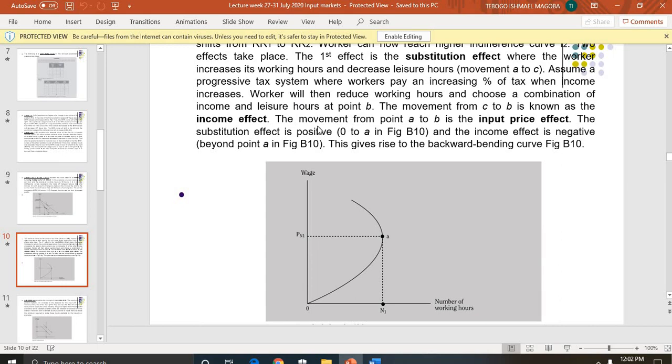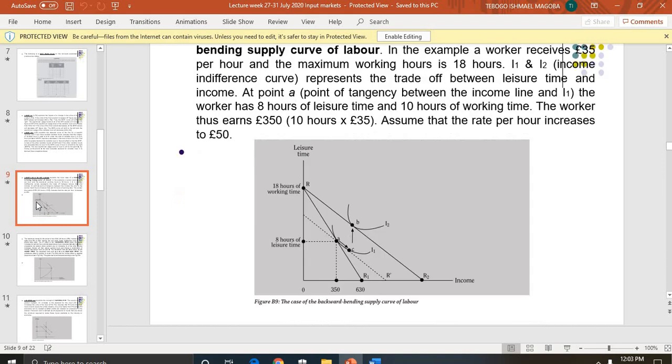The more you earn, the more tax you are going to be taxed. So the more income tax, meaning that you have a decrease in your income, right? Because they're increasing tax, that means they're taking more and more of your money as you work. That can be discouraging for anyone. Okay, so the worker will then reduce working hours and choose a combination of income and leisure at point B.